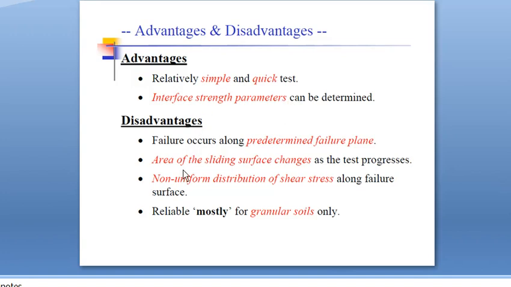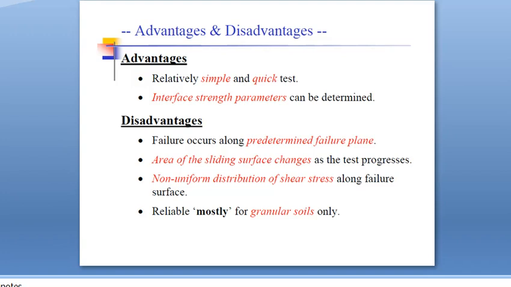Then disadvantage is failure occurs along the predetermined failure plane. That is, here the failure plane is already determined, that is a horizontal plane. We are fixing the failure plane and it may not be the weakest plane, so the soil is not free to fail at its own failure plane. That is one of the main disadvantages, and that failure plane may not be the weakest plane.